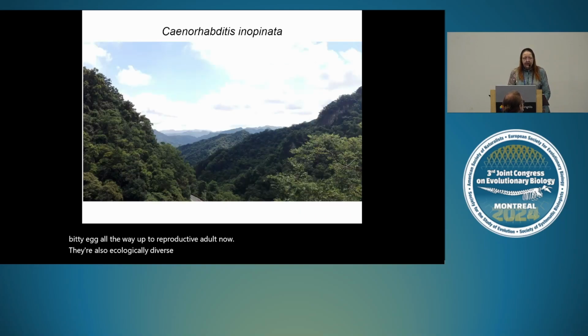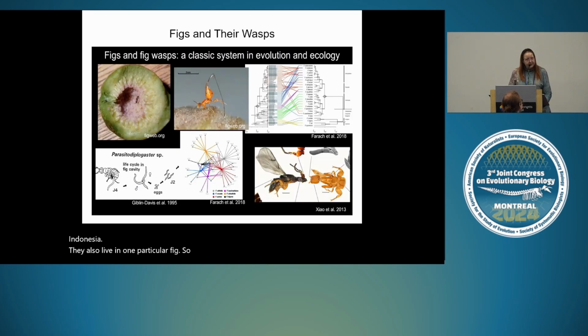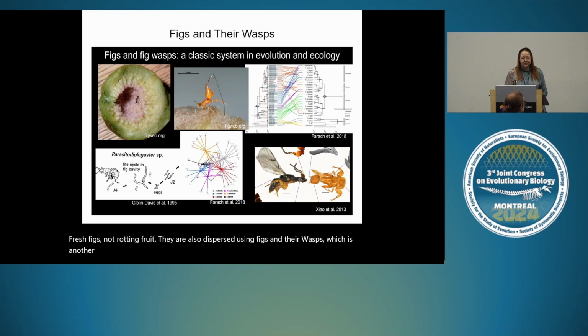Now, they're also ecologically diverse. They are found in one area of the world at this time that we are aware of. They come from the Asiatic Isles like Taiwan, Japan. They also come from Indonesia. They also live in one particular fig. So they live in fresh figs, not rotting fruit. They are also dispersed using figs and their wasps, which is another amazing biological system that is fairly well known.